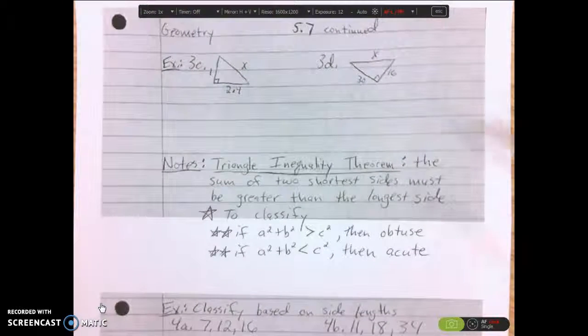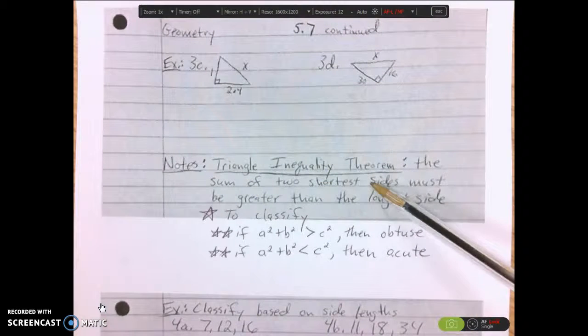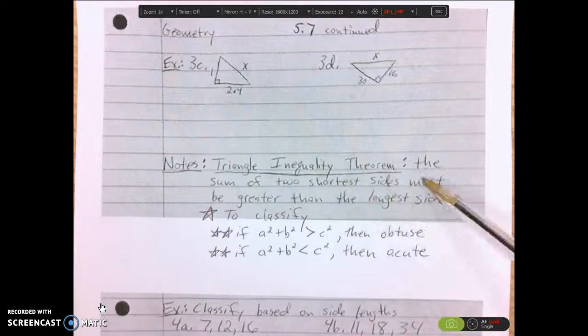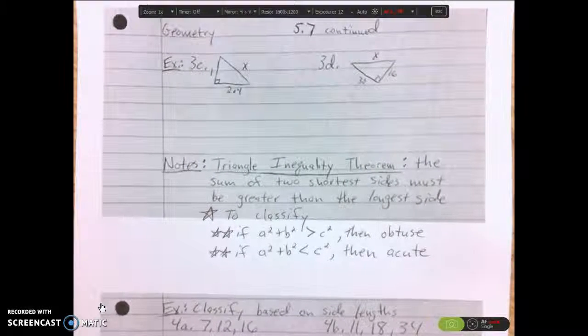Last thing today is the triangle inequality theorem. The sum of the two shortest sides must be greater than the longest side for it to be a triangle. If I took two sticks that were a certain length and tried to make a triangle out of them, the hypotenuse, or in other words the longest side, would have to be shorter than those two sides added together. So you can kind of picture that and think how that would work. If those two added up is not longer, then it's not going to make a triangle.